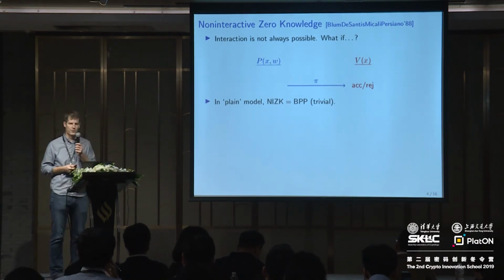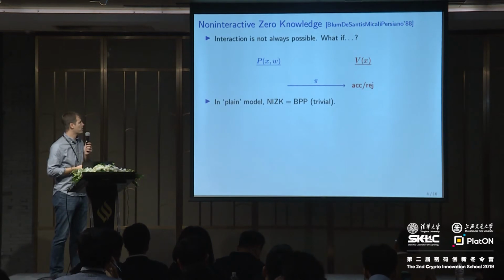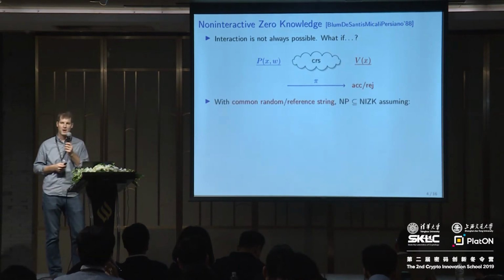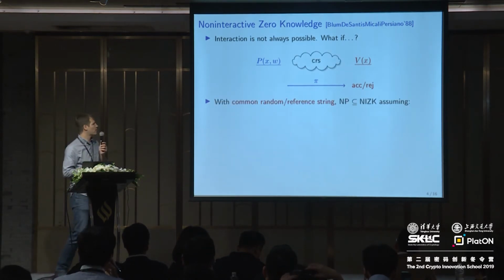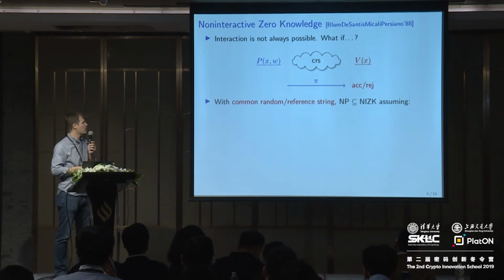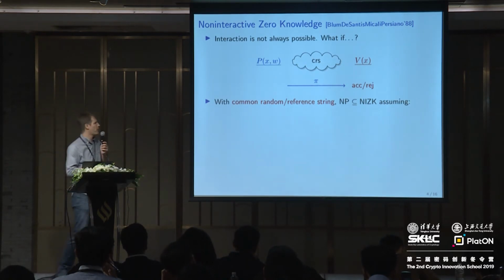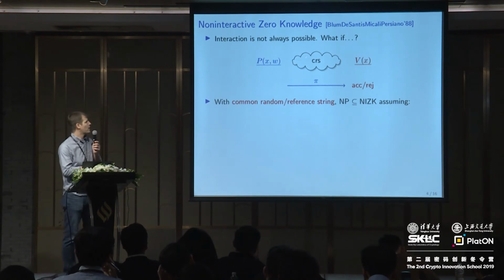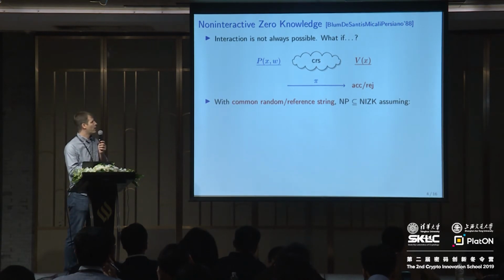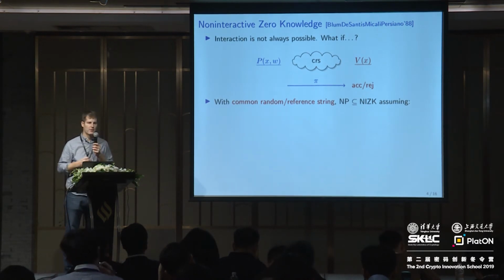So this is not very interesting. However, if we change the model a little bit to allow some kind of setup, and that setup is often modeled as a publicly available random string or a reference string, then we can do some very interesting things. So the model is that there's some setup at the beginning where a random string is chosen and made available to all of the parties, both the prover and the verifier.